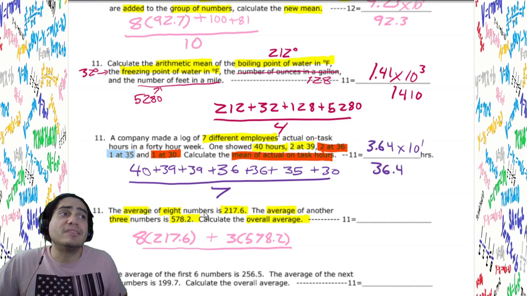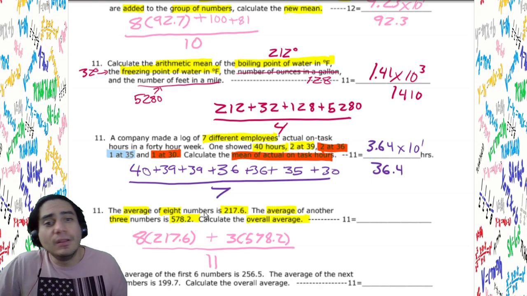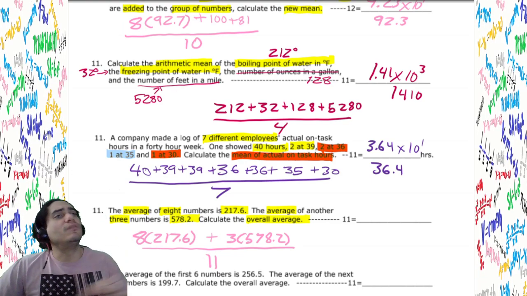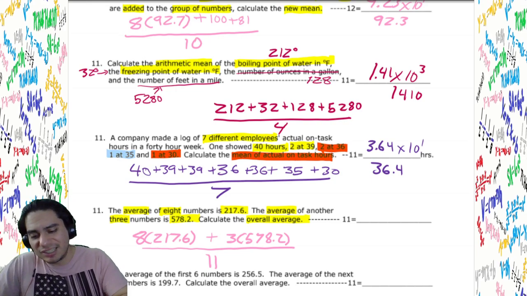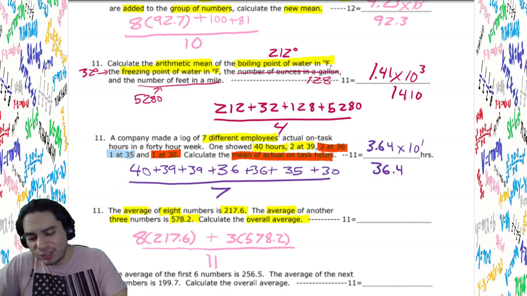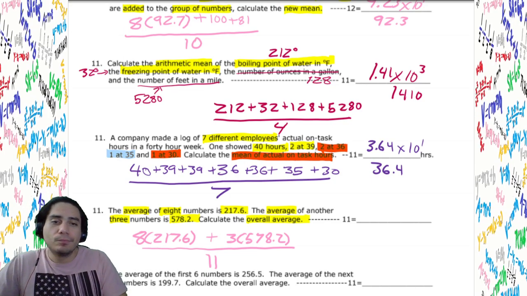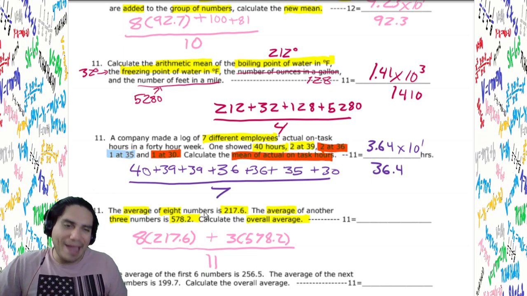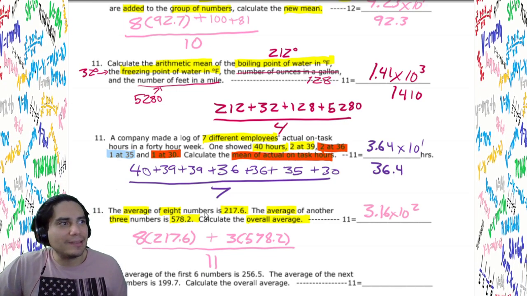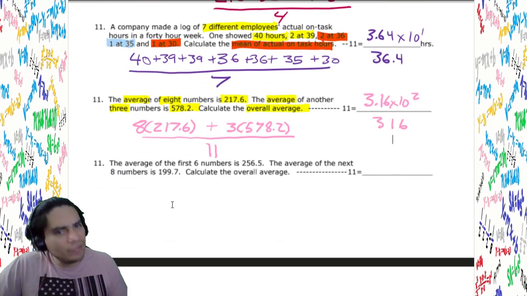Now, how many are you going to divide by? Some people would say 2. No way, dude. We're going to divide by 11 because we have 8 numbers in the first average and 3 numbers in the second. So we're dividing by a total of 11. So let's get it. 217.6, we hit enter, 8 multiply. We're going to do 578.2, enter, 3 multiply. Add them up, and then 11 divide. And now we got our answer, 3.16 times 10 to the second, or 316.